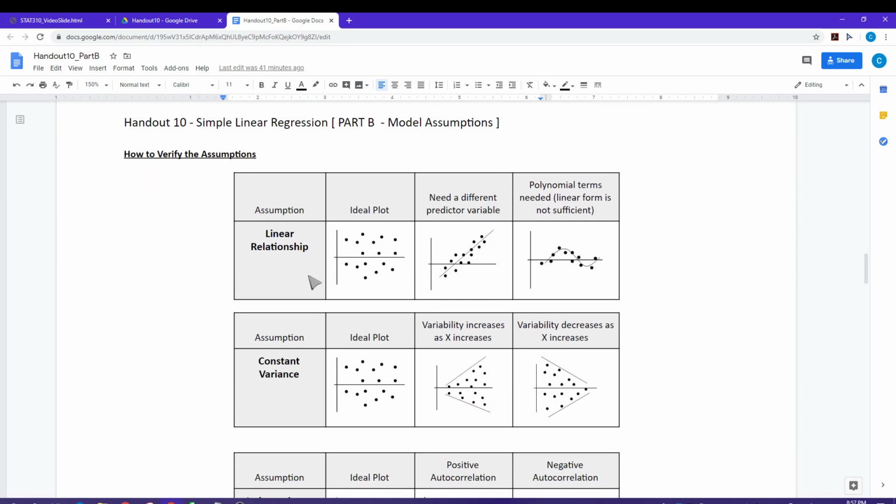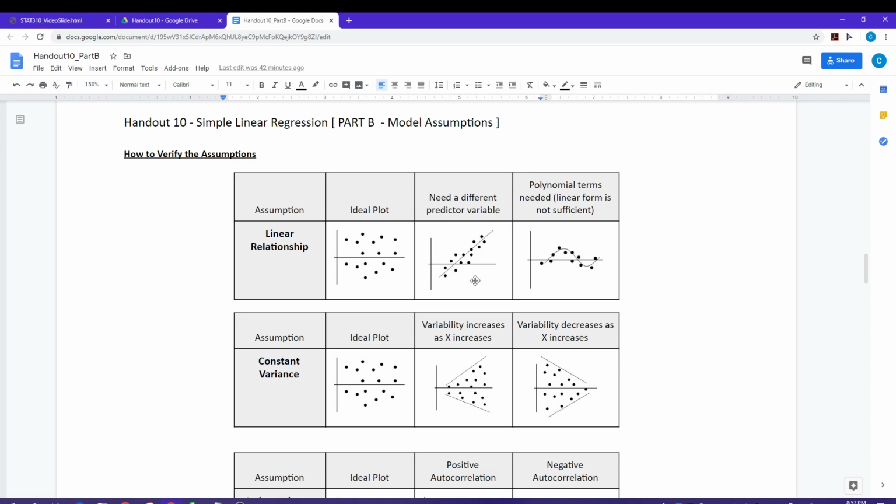So how do I verify the assumptions? Here are some examples of good patterns that I want to see and bad patterns that I don't want to see. If I'm talking about a linear relationship and I want to verify that assumption, what I want in my residual plot is random scatter above and below this horizontal line. I do not want to see trends in this plot. These are all done using the residual plots. So I do not want to see a trend in my residual plot.